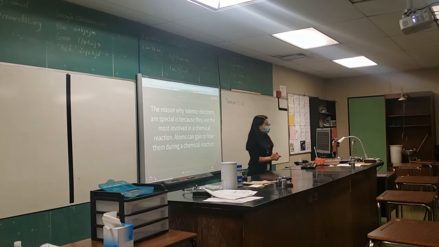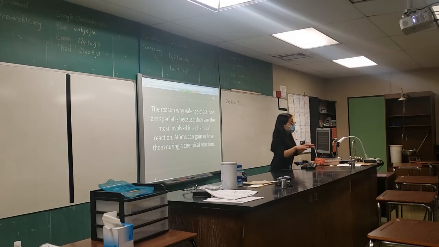The reason why we make valence electrons a special thing, like we say that valence electrons are the outermost electrons, right? And then core electrons are just everything else. The reason why valence electrons are so special is because they're the most involved in the chemical reaction. So atoms can gain or lose valence electrons during a chemical reaction. That's why we give them a special name.